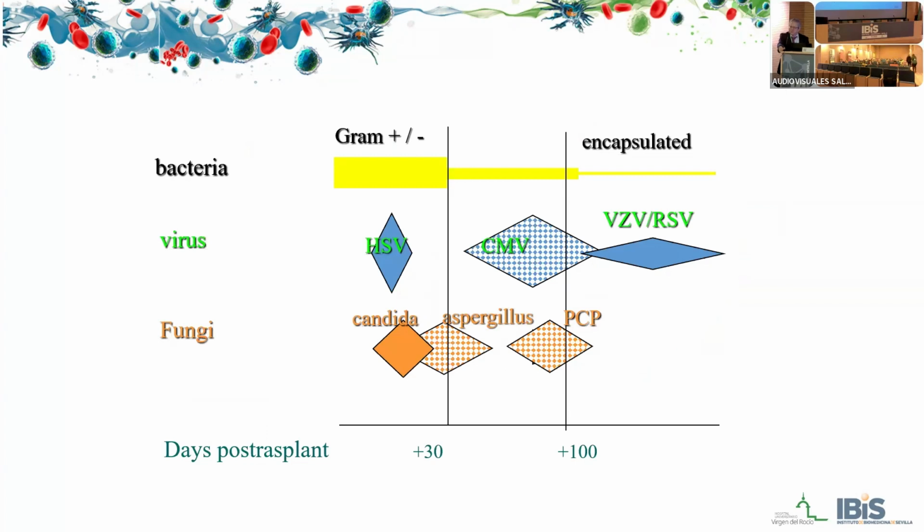a chronologic order which is very characteristic. And regarding the infections, there is a high risk of bacterial infections in the early post-transplant period, in this period of neutropenia and also of breakage of barriers such as mucosa or skin. There is a higher risk of infections based on both gram-positive and gram-negative bacteria.